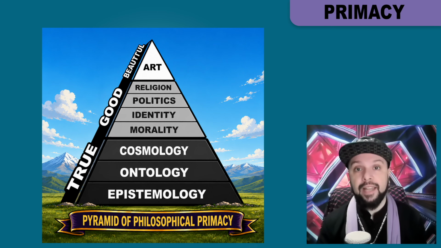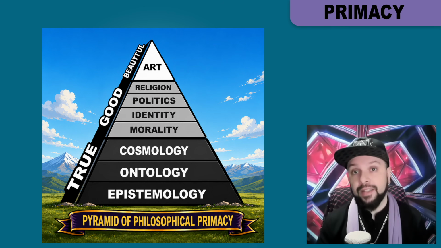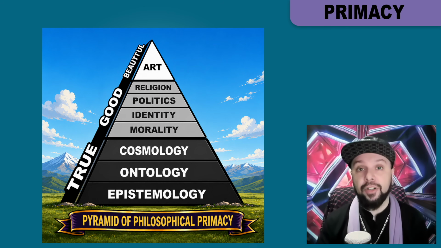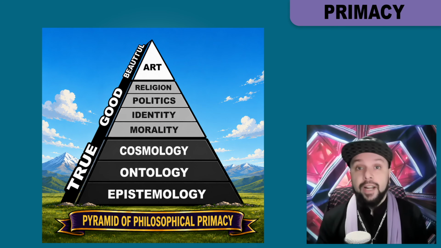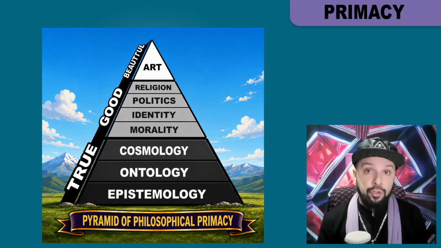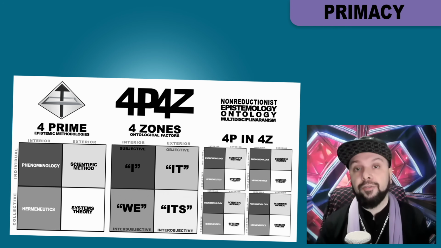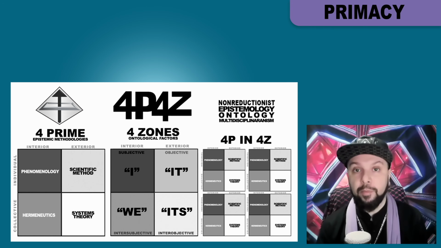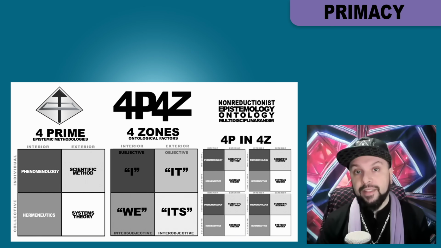And if we don't do that, then basically people end up doing one philosophical project at the expense of the other projects. They might favor a cosmological belief and end up negating epistemology, which is what we see a lot of religious people doing. Or some people try to act like what's good is what's true, or what's beautiful is what's good and what's true. This is also a version of quadratic reductionism. Also later we'll be getting into 4P, 4Z and non-reductionist epistemology. And what 4P, 4Z means is 4 prime epistemic methods, that's the 4P, in all 4 ontological zones.